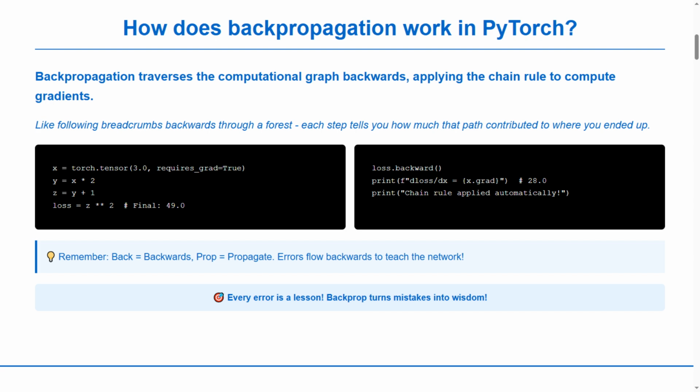Errors flow backwards to teach the network. Every error is a lesson. Backprop turns mistakes into wisdom. Summary. Backpropagation follows the computational graph backwards using the chain rule to calculate gradients efficiently.